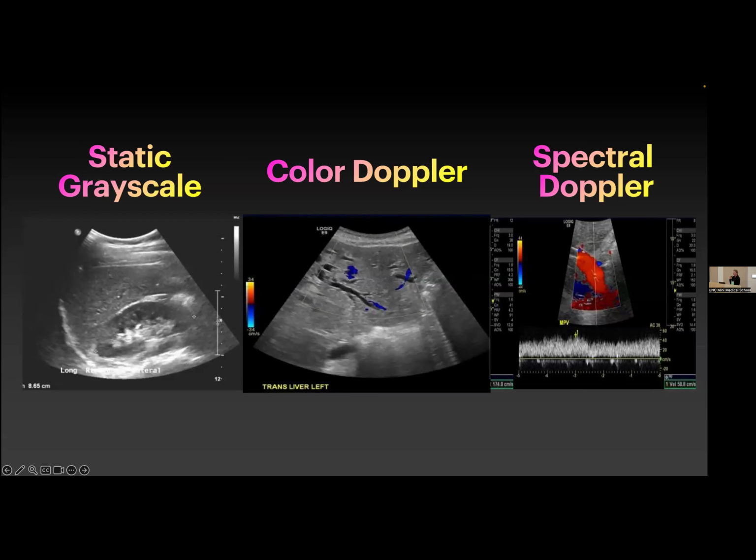This type of information, like the velocity, the speed of the vessel flow, is not necessarily something we could get from CT or MRI. We could see if there's flow to something with CT or MRI if we give contrast, but we are not going to be able to get the details of how fast, the directionality, or if it's changing direction during the exam.